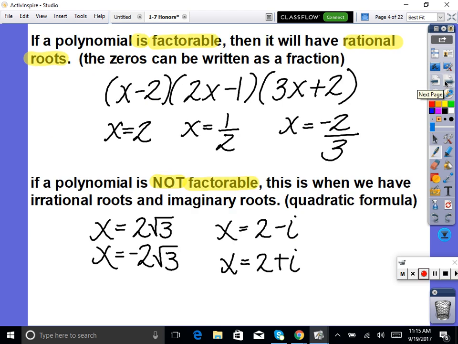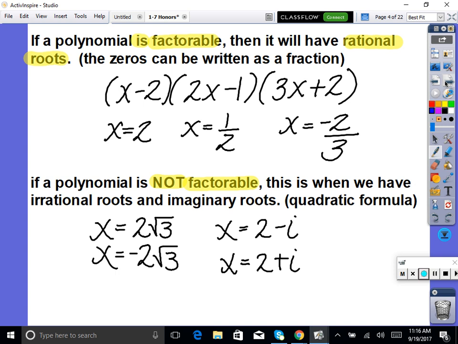Now one more thing to note, this really needs to sink in so this last part makes sense. If a polynomial is factorable, then it will have rational roots. Now think about why. If we can factor something down to linear factors, then when we solve for x, won't we get whole number or fractional roots? Does everybody see? So if it factors, it has rational roots. Does everybody understand? Because if it factors, we can solve for x, and that would give us whole numbers or fractional roots.